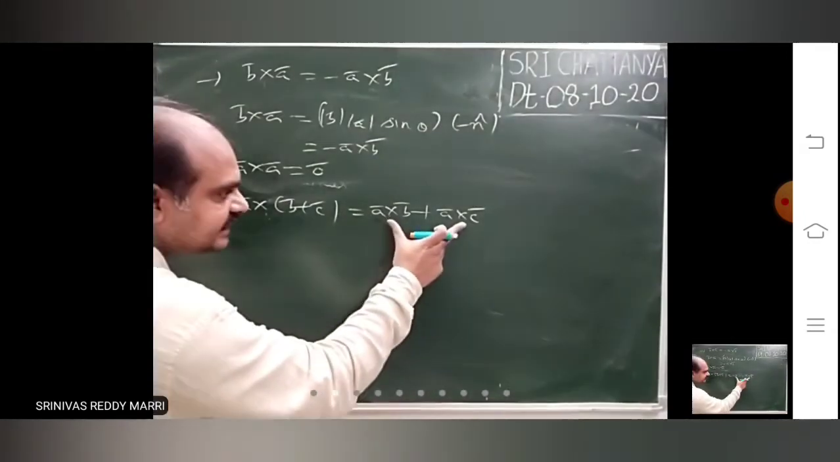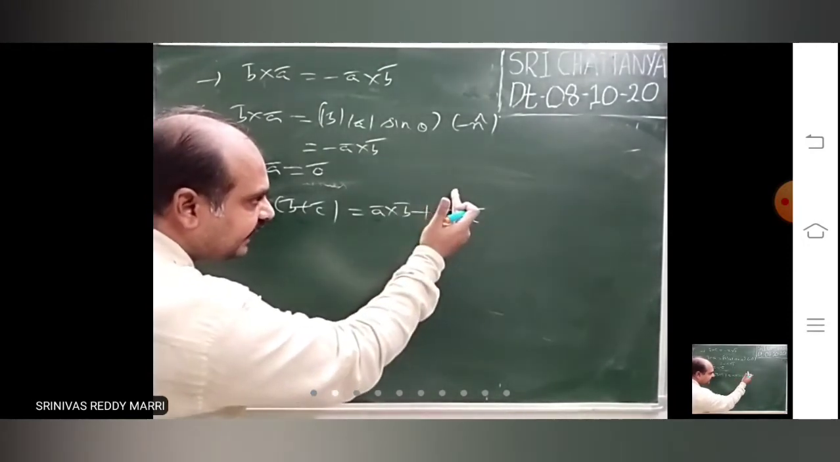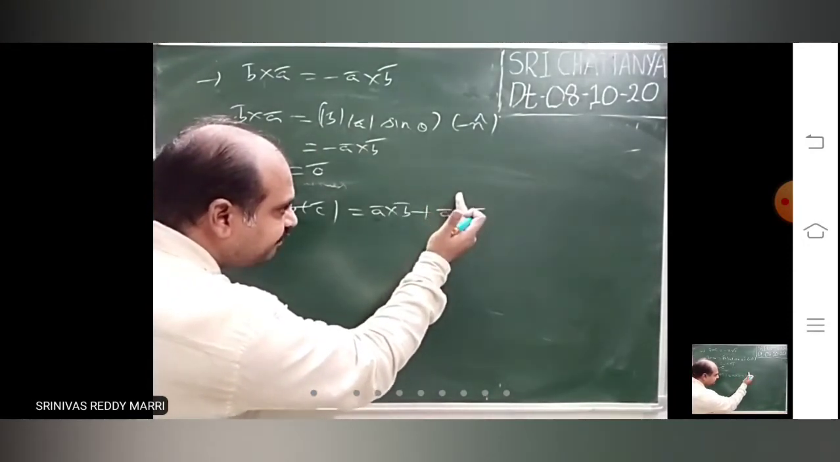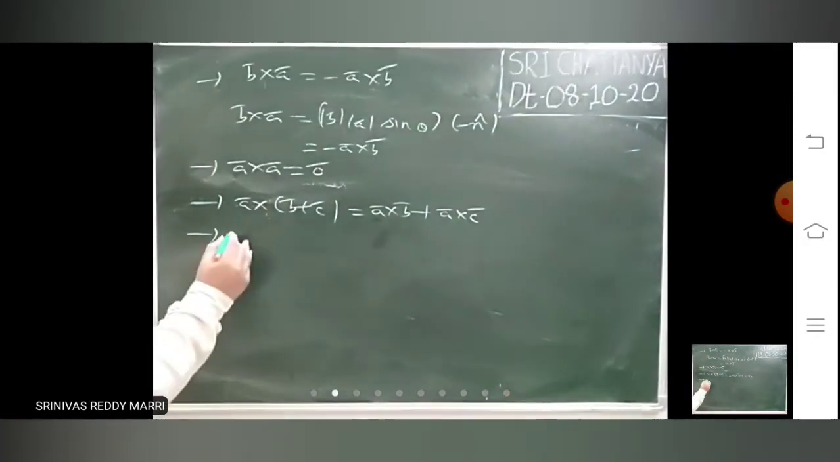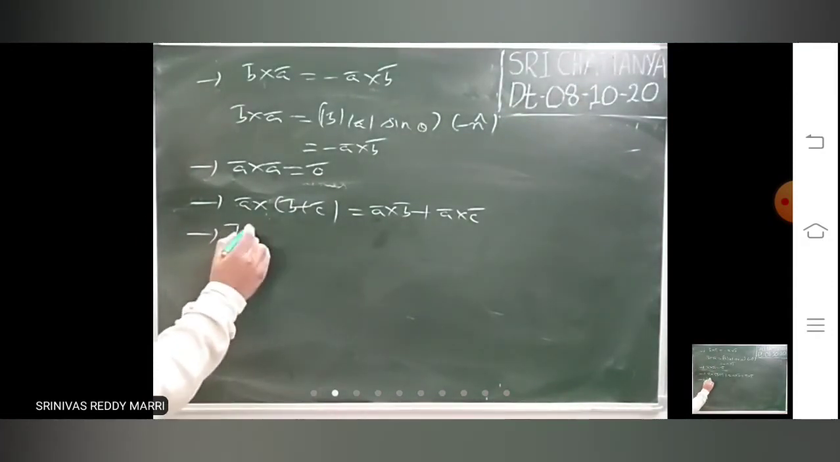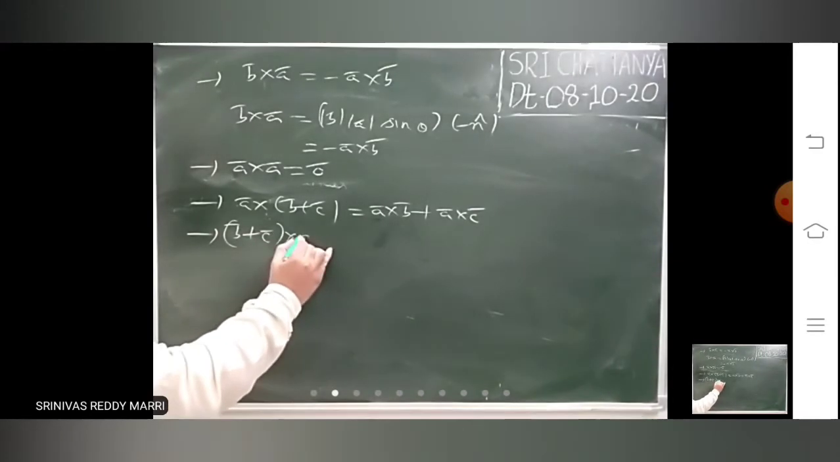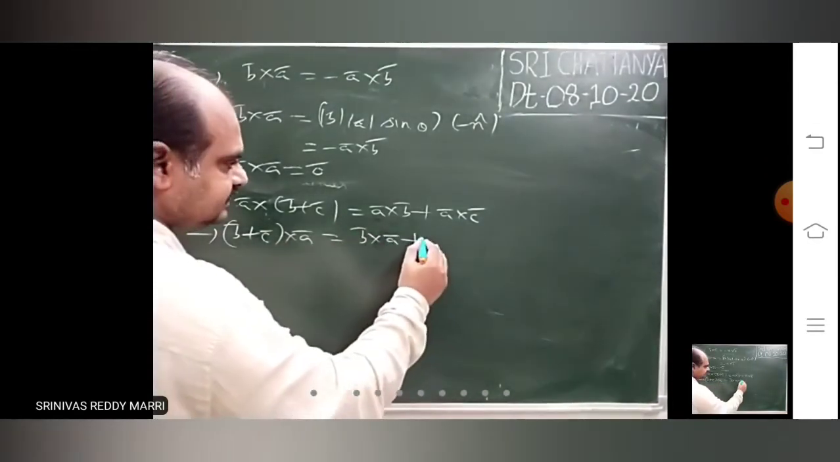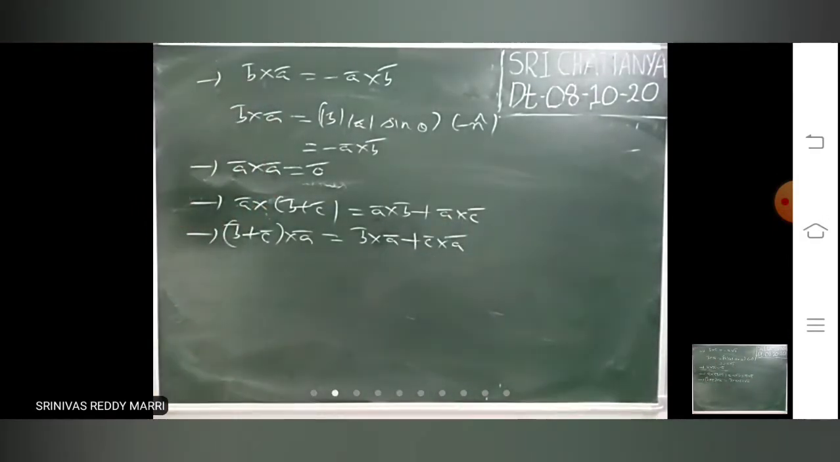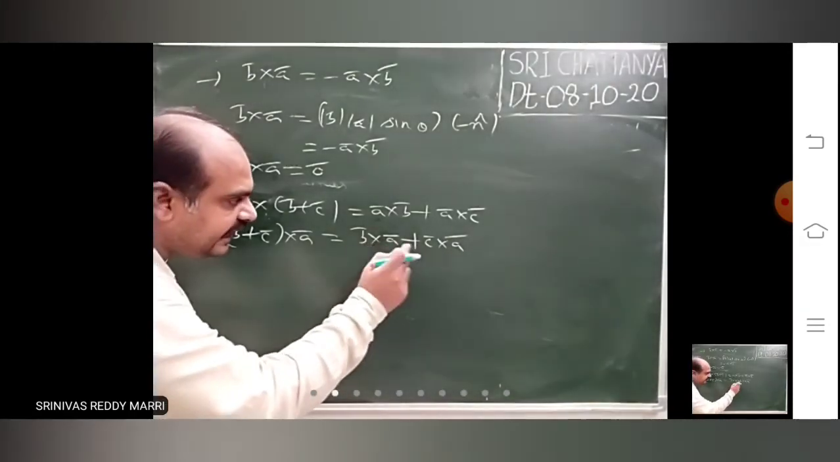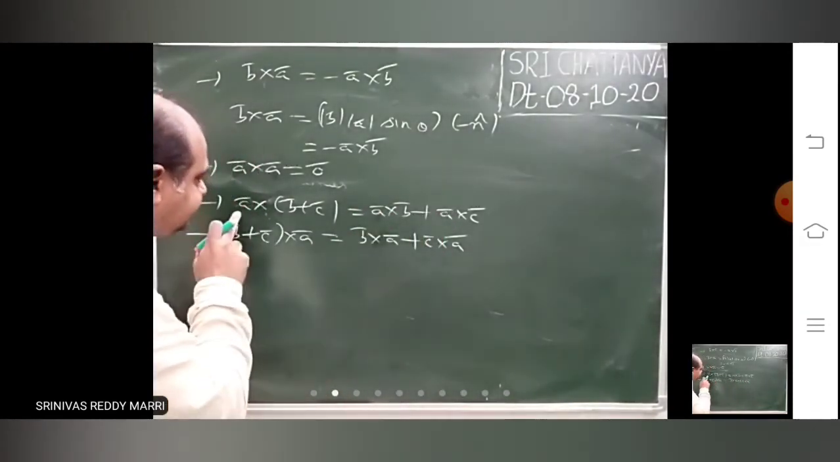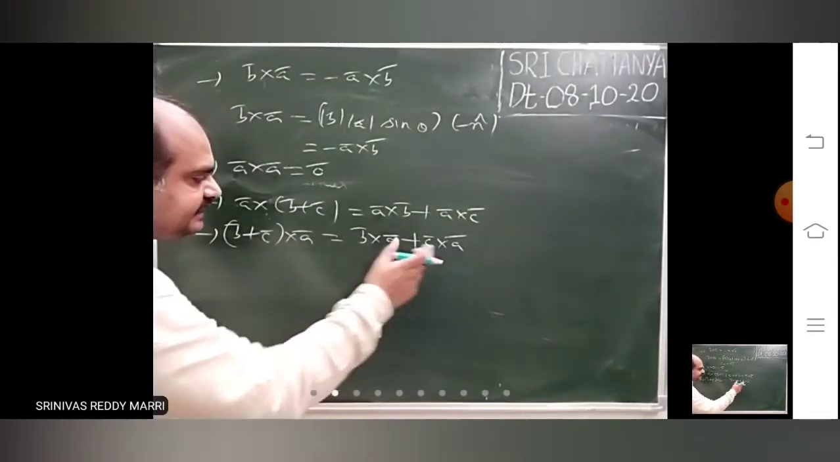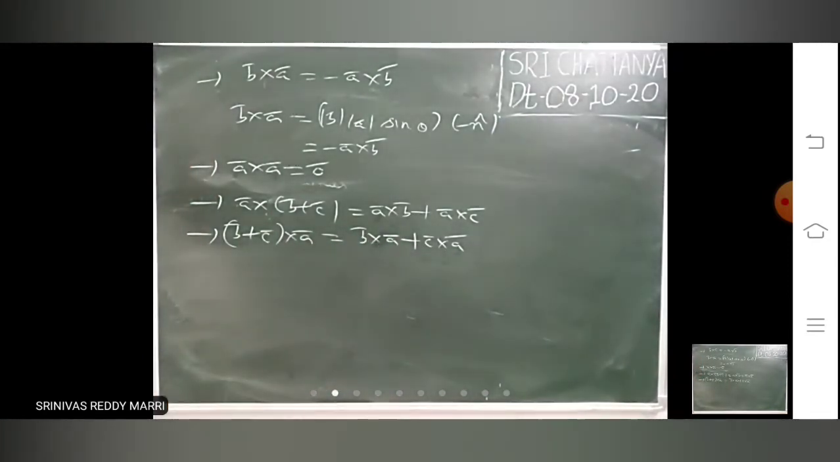Suppose it is like this. You are taking common. You can take common only if it is both left hand side or both right hand side. Suppose it is like this: B bar cross A bar. If it is on the right hand side, you must write it on the right hand side only. Now if you want to take common, left hand side means take common on the left hand side like this. Right hand side means take common on the right hand side like this. This is the distributive property.